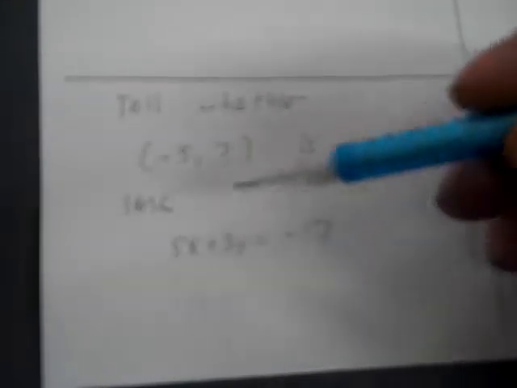Tell whether (-5, 7) is on the line, and that line's equation is 5x plus 3y equals -17. So this is x, this is y. It always goes x, y, alphabetical order. So we parenthesize the x and put a -5 over the top of your x. Now parenthesize your y and put a 7 on top of the y. Those letters are no longer there.